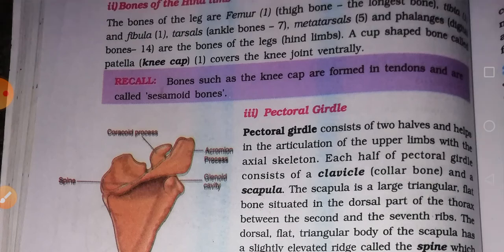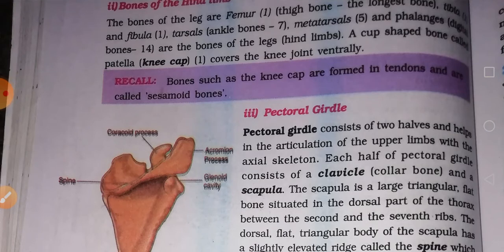Next, this is the ankle bones, the tarsals. Then metatarsals are 5, and phalanges are 14. These are the bones of the legs. So this is overall the bones of the legs: thigh bone, tibia and fibula, tarsals, metatarsals, phalanges. Next one is a cup shaped bone called the patella.